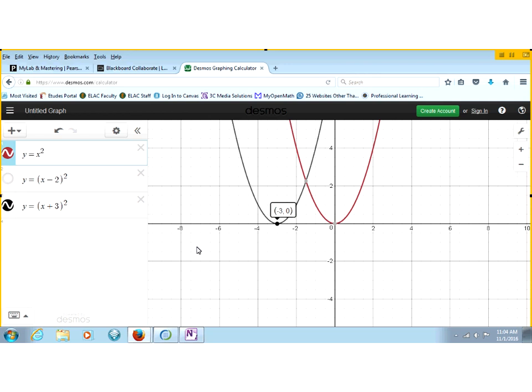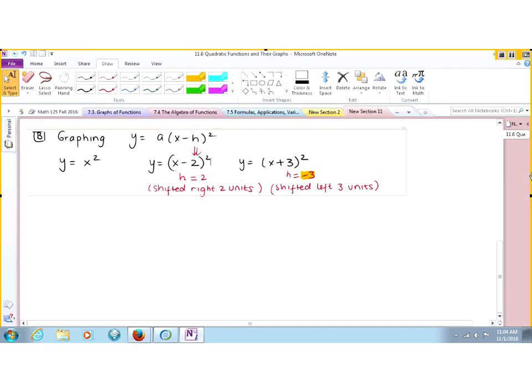Alright. So can we write a conclusion here on our journal? What happens here? If h is positive, what do we do? We shift. And if h is negative, what do we do? We shift.